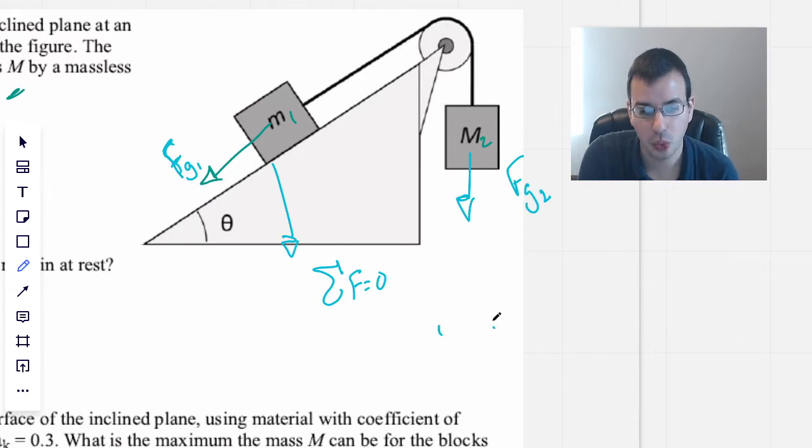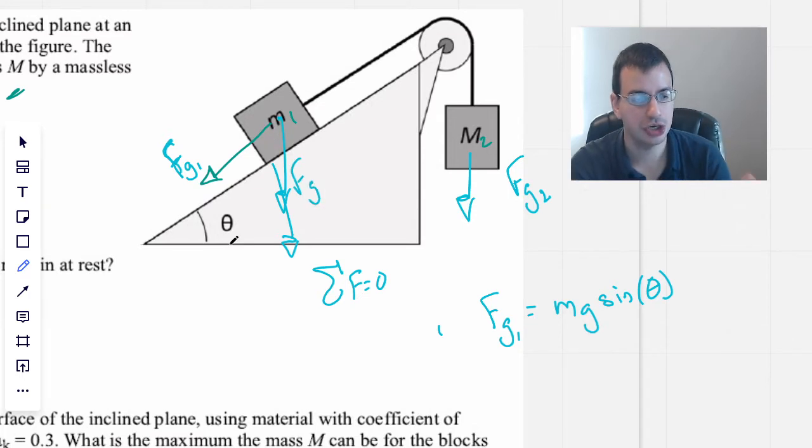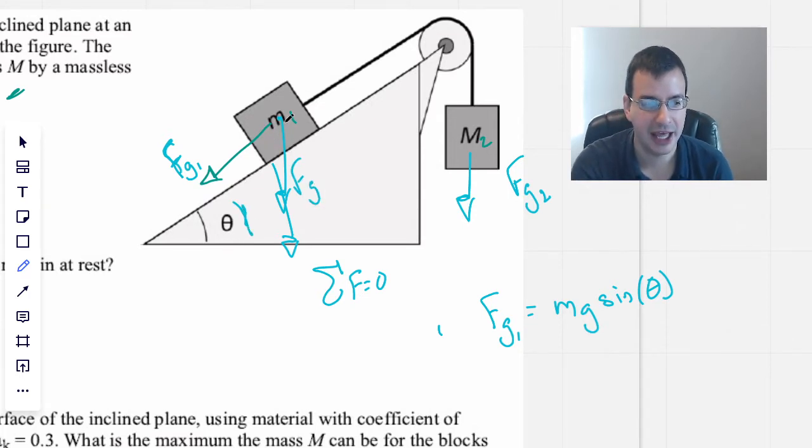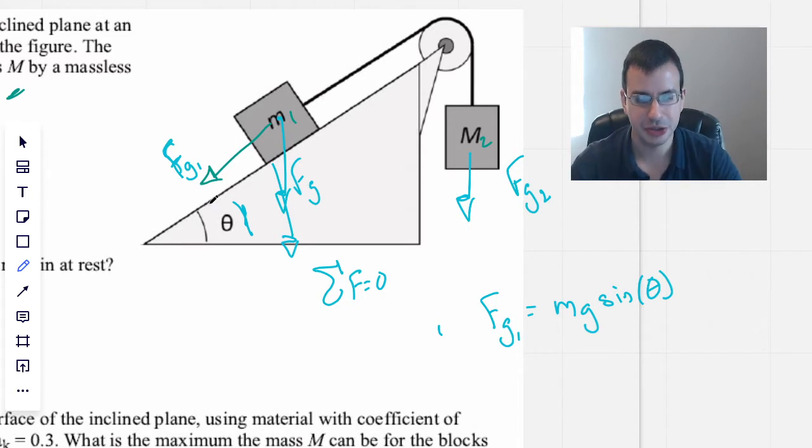So Fg1 is going to be due to gravity, which will be mg sine of theta. And you might be like, wow, how did you get that sine of theta? Well, force gravity is straight down, and then you can use this angle theta and a bunch of geometry to basically derive that the force that's going to be pulling the block down is going to be the sine theta. And you might be like, well, how do you know that sine versus cosine?